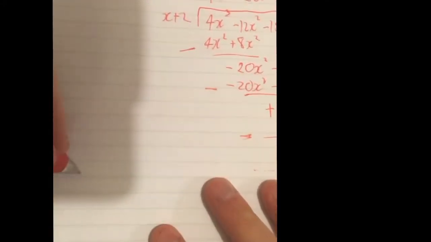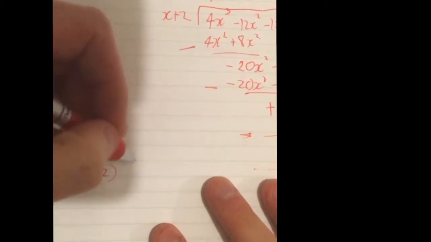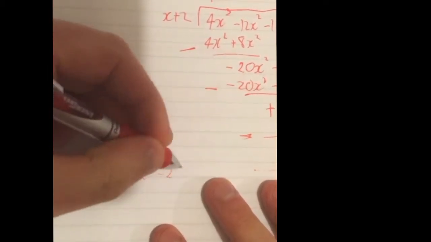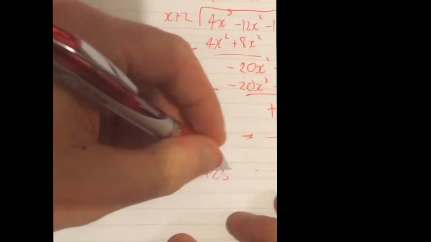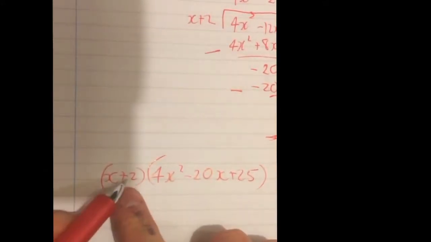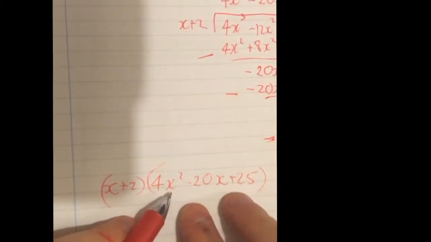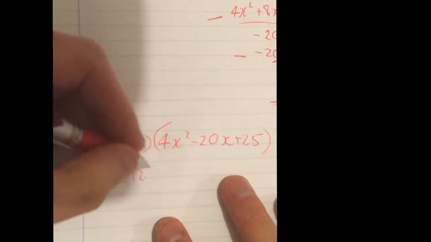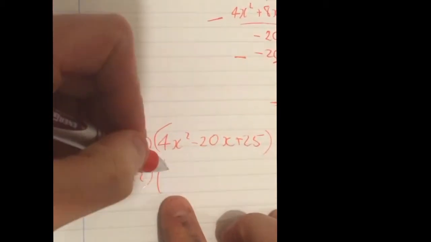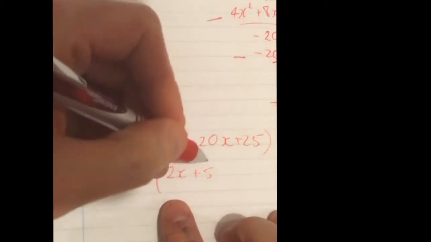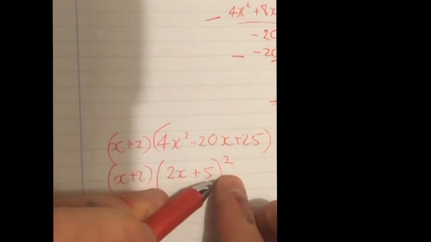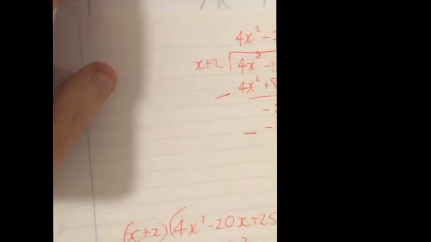So if we can fully factorize our function, we start off saying that the function is this times this. If we factorize this, we get 2x plus 5 squared. So it's a nice repeated root there for that one. So there's our function. Good.